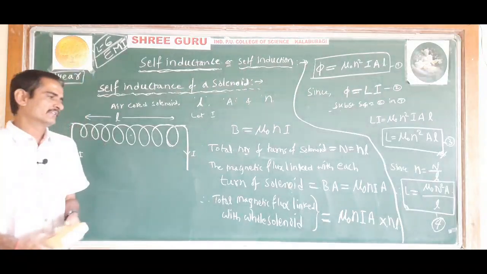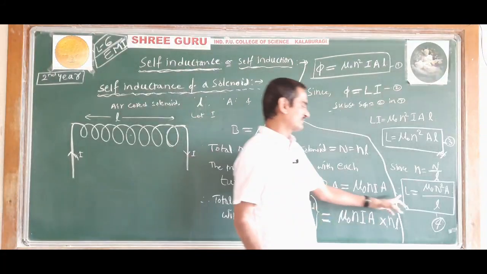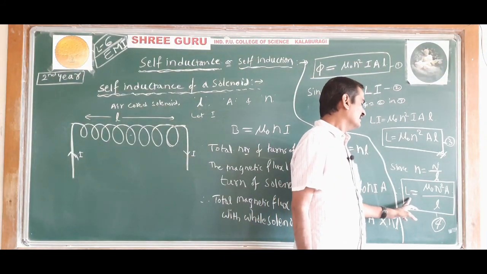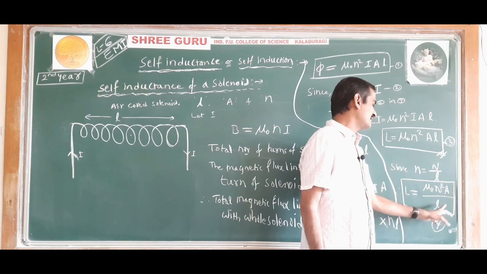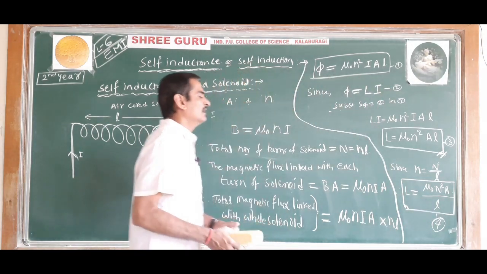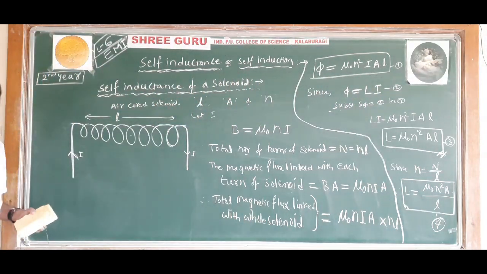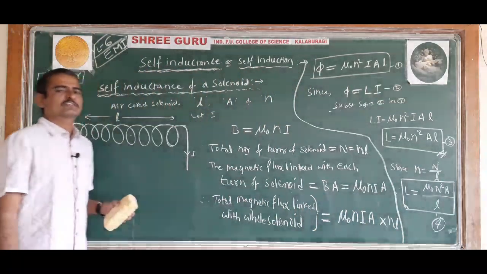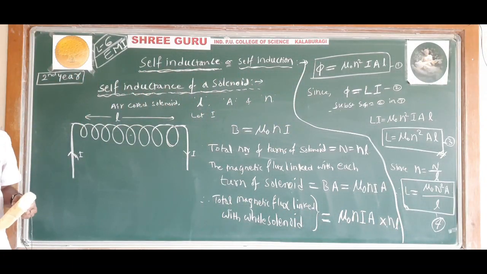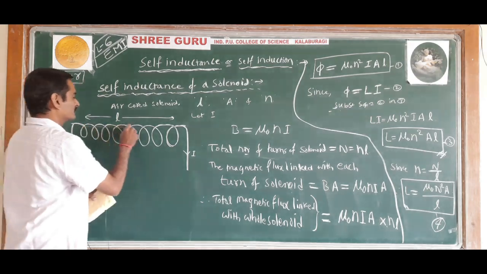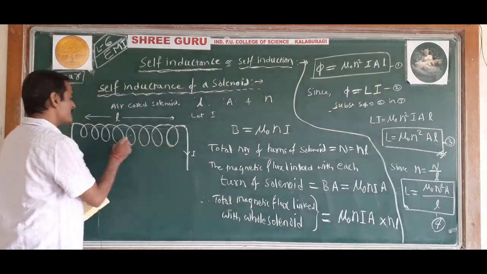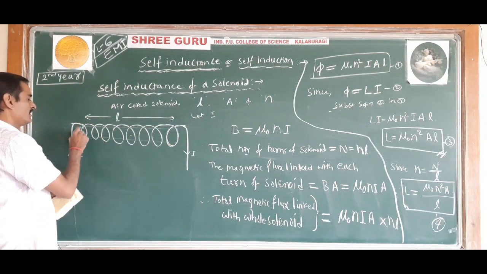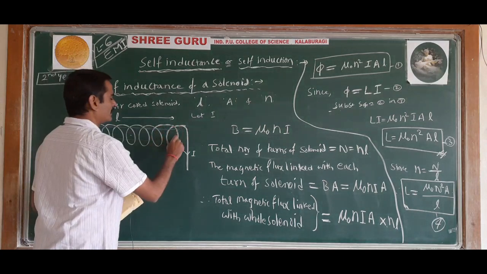This is the expression for the self-inductance of an air cored solenoid, given by L is equal to mu naught n square A divided by L. Understood? And this is for an air cored solenoid. If the solenoid is wound, that is, the wire is wound on a magnetic material, let us consider a magnetic material of magnetic permeability mu naught.